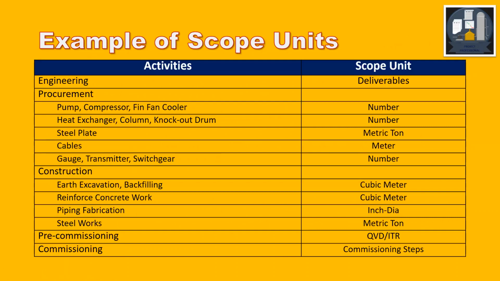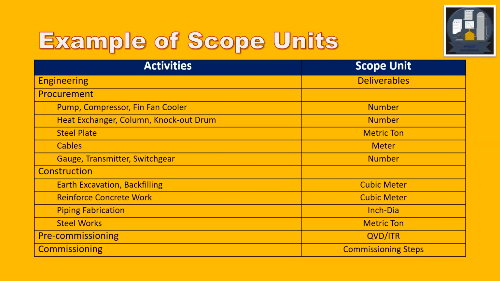Examples of scope units. In engineering, it is the deliverables. In procurement, items like pump, compressor, fan cooler, heat exchanger, etc., are counted in numbers, steel plates in metric ton, cables in meters. Gauges, transmitters, switchgears are in numbers. In construction, earth excavation and backfilling are in cubic meter. Similarly, reinforced concrete work is in cubic meter. Piping fabrication is in inch dia, steel work in metric ton.